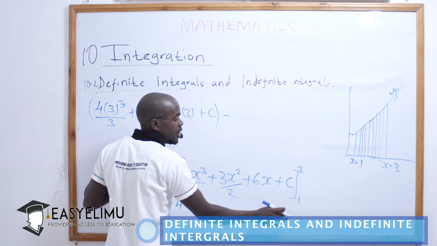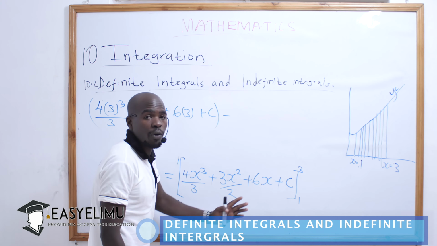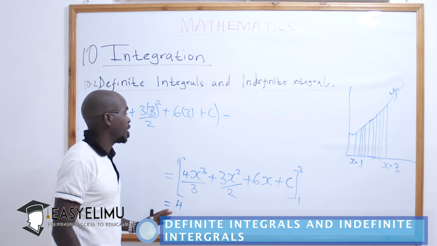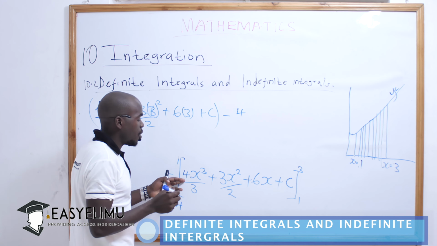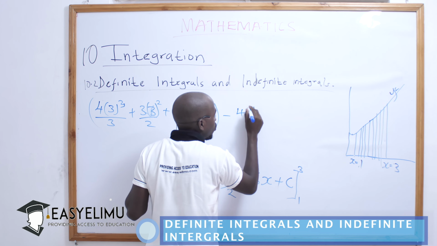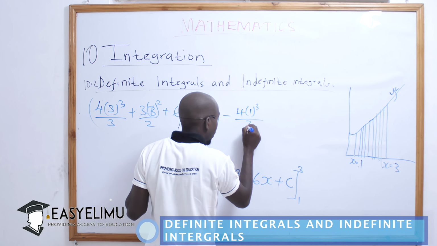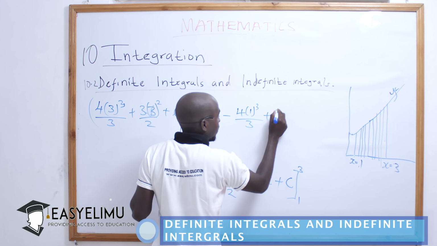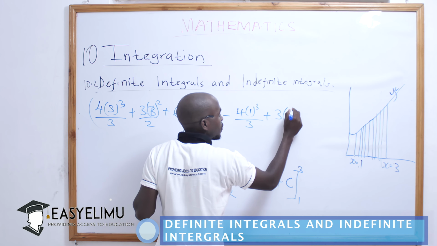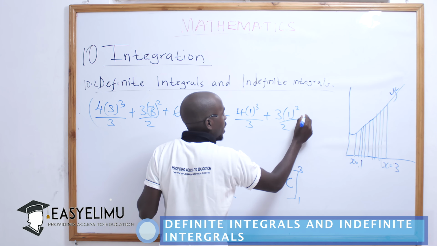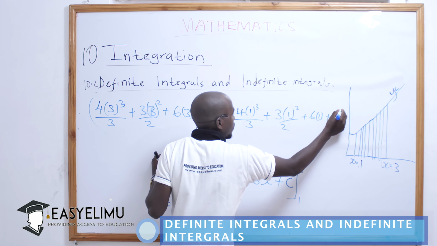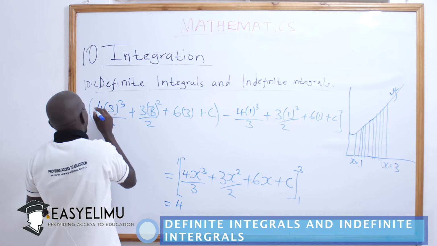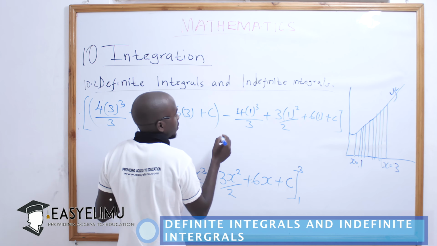The lower limit means after handling the upper one, we subtract the lower limit. So we are going to subtract 4 multiplied by 1 cubed over 3 plus 3 into 1 squared over 2 plus 6 into 1 plus c. That is what we are going to find.